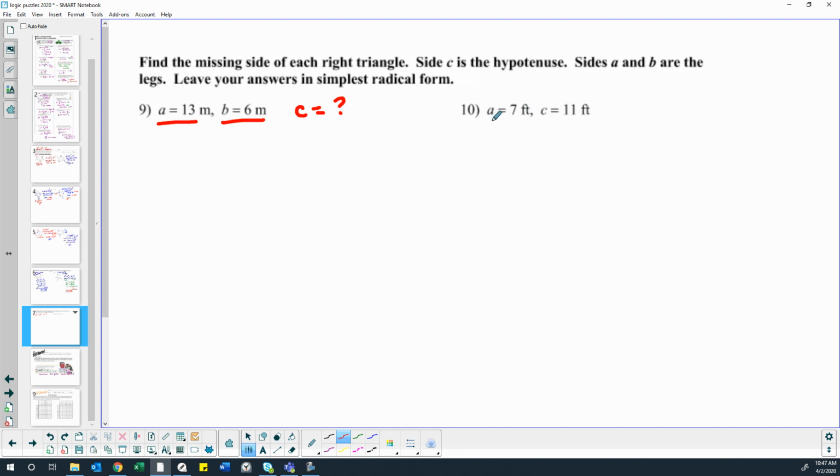In the next problem 10, they give us A and C, but we don't know what B is. Like I said, you're welcome to draw triangle pictures if that helps you, but you don't need to. We're just using our formula A squared plus B squared equals C squared. So I'm just going to plug in the numbers in the right places, just like we've been doing with formulas for weeks. Okay, so the 13 squared plus 6 squared, and we don't know what C is. 13 is 169. 13 times 13, and 6 times 6 is 36.